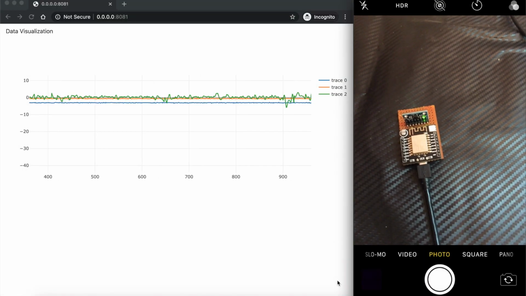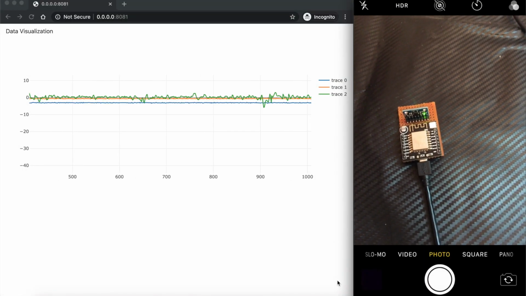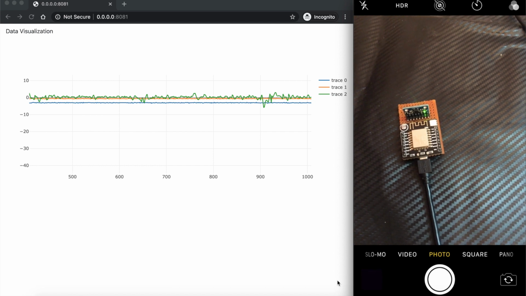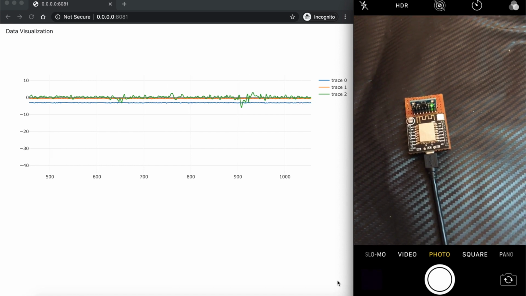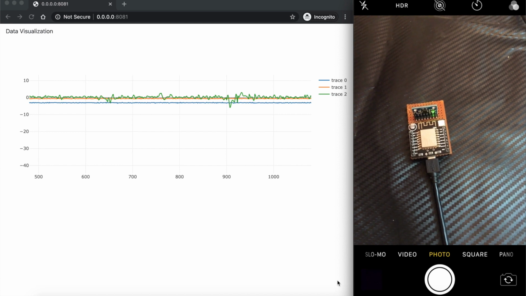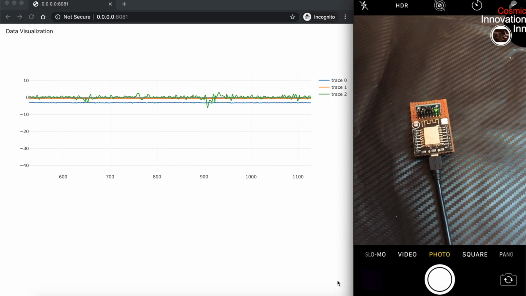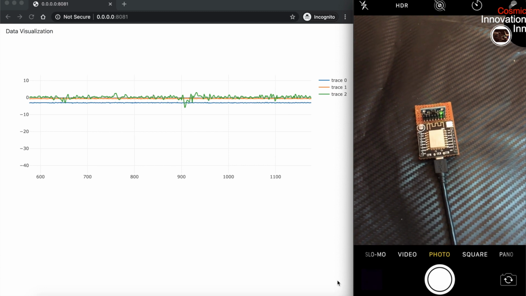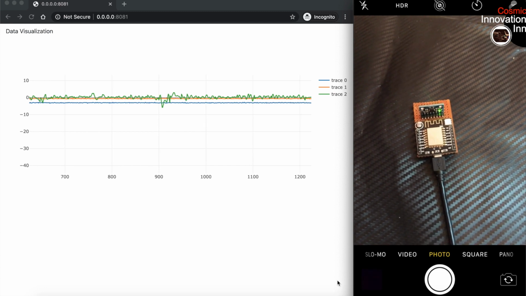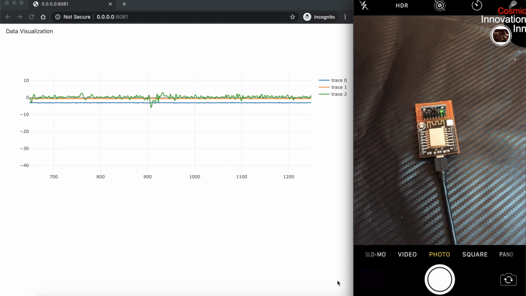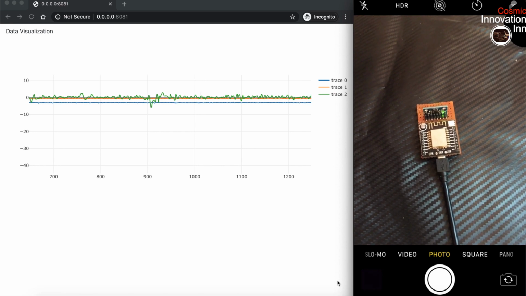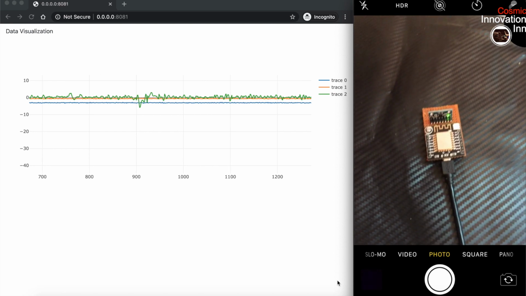This is the sensor data on the left, and on the right you can see the sensor. Now I am going to move the sensor with respect to its yaw, pitch and roll angle, and we'll see what fluctuation we get on the graph and whether it's generating any pattern or not.